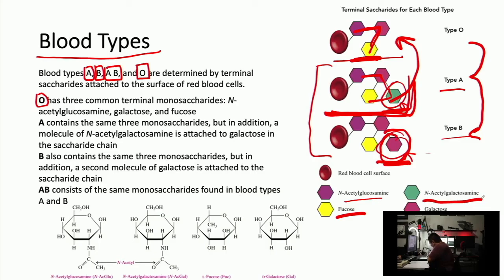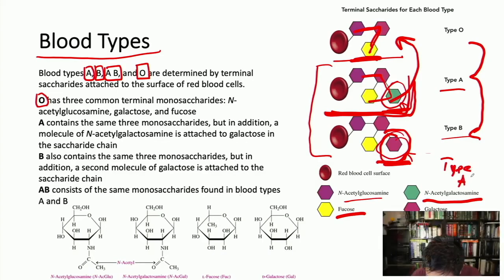So when you have type AB blood, you actually have both of these, right? So you can receive any blood because your body is used to having just the three original and used to having the three original plus acetylgalactosamine, or the three original plus the extra galactose. And that's why type AB blood type is the universal recipient.